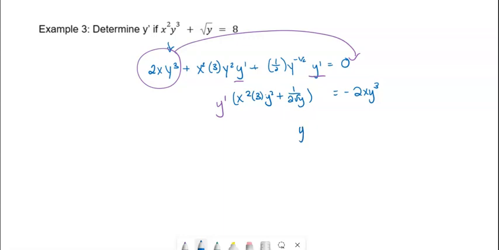Now I can rearrange to isolate y prime, negative 2xy cubed on top, all over, let's rewrite this, that is a little bit cleaner, x squared times 3y squared plus 1 over 2 root y. So give these a try in the text, page 107, numbers 1, 2, 3, and 5.